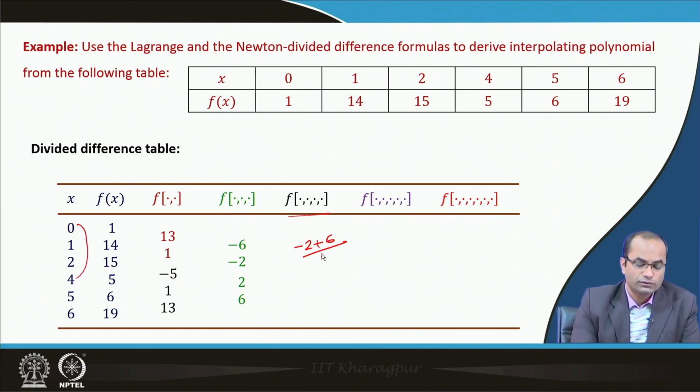So, here 4 minus 0, so that will be 4. So, here 6 minus 2, that is 4, and divide by 4. So, we will be having 1 there.